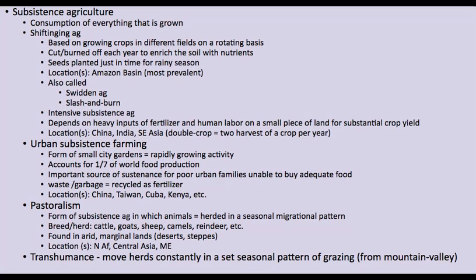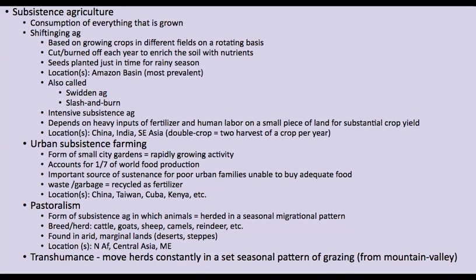When we look at this type of agriculture, it's dependent upon heavy inputs of fertilizer and human labor on a small piece of land for substantial crop yield. Other places where you can see this are China, India, and Southeast Asia. They like to double crop, where they try to do two harvests of the same crop in a year, but only in those more tropical or warmer, wetter climates.